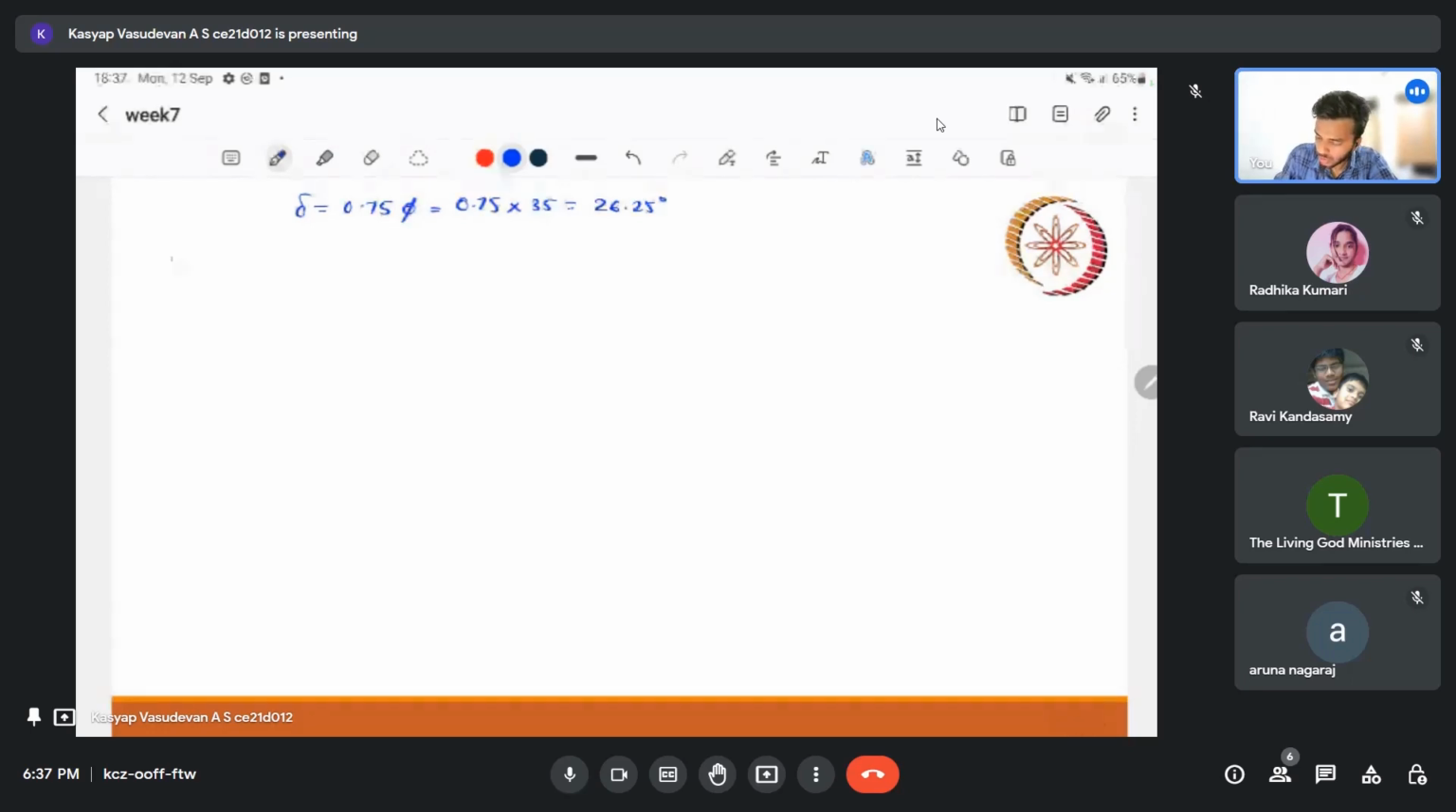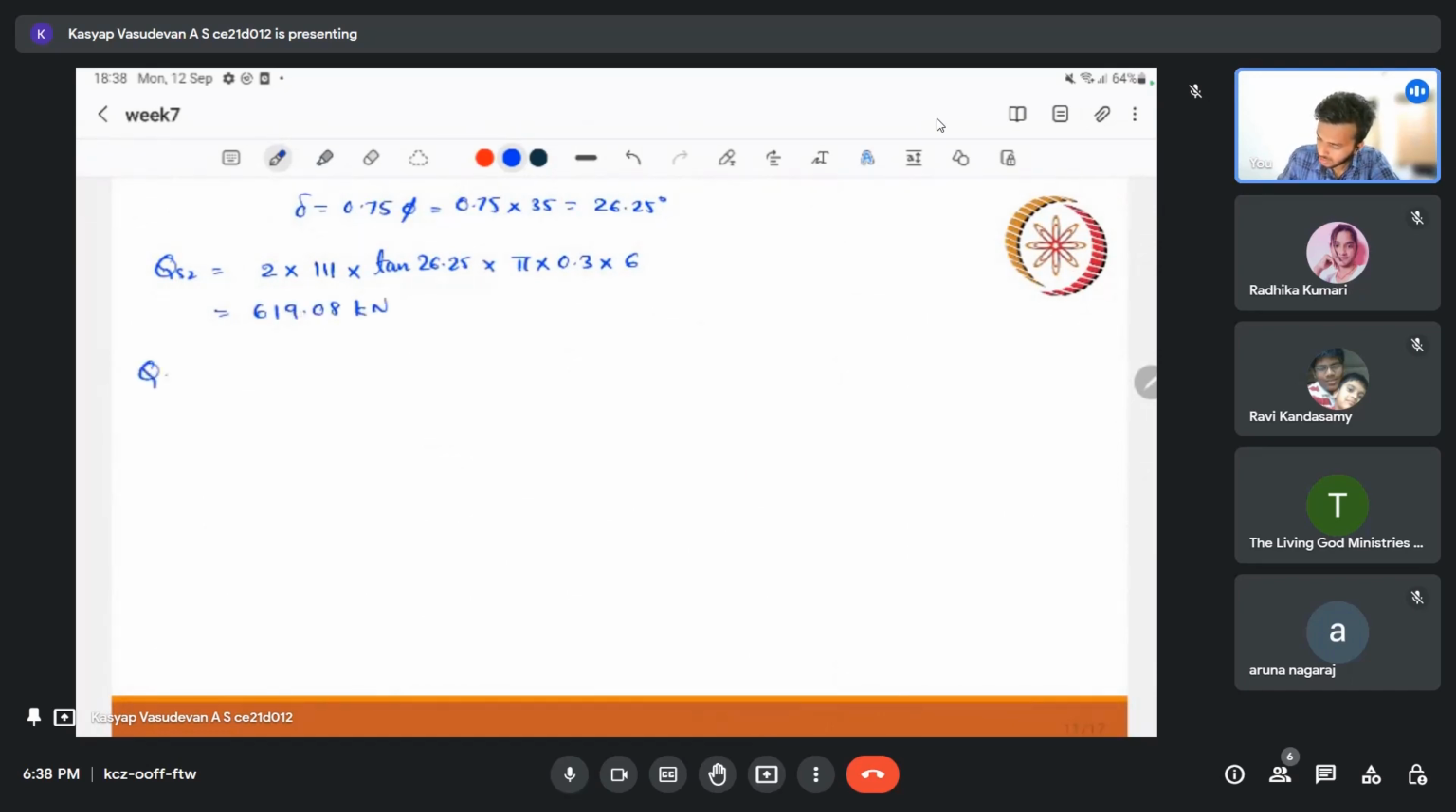I can write Qs2 as K value 2 into sigma average, the effective overburden pressure, 111, into tan delta. Adhesion is generally used for clay, since we can visualize it as a single material, but here we say friction, so we have tan delta, the interfacial friction, 26.25 degrees. The area is pi d into length, that is 0.3 into length, and the length from 4 to 10 meter is 6 meter. This turns out to be 619.08.